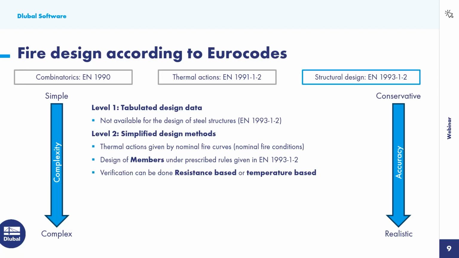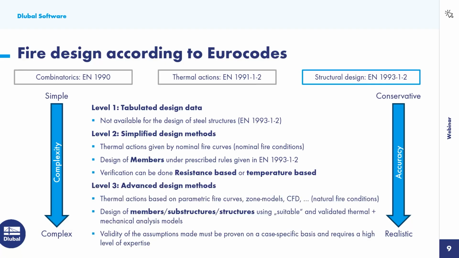In the second level, we find the so-called simplified design methods. Here, the thermal actions are prescribed by nominal fire conditions, such as the standard temperature curve for fires inside of buildings. For such conditions, Eurocode 3 Part 1-2 gives clear rules for the design of steel members. This verification can either be done based on the resistance or based on the critical temperature.